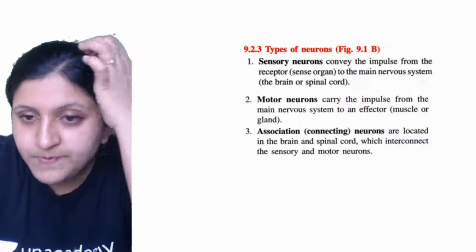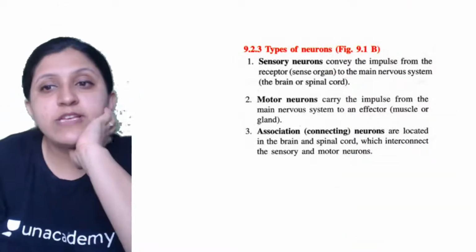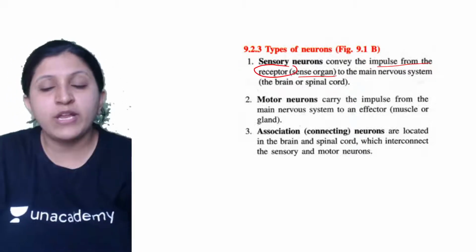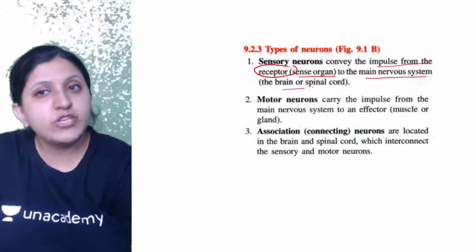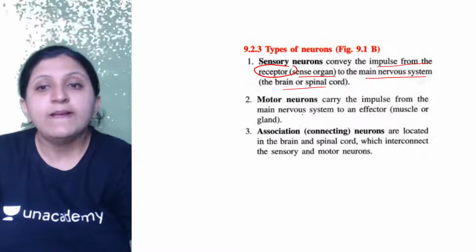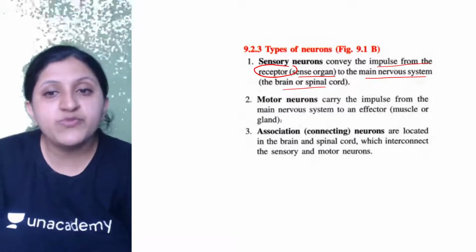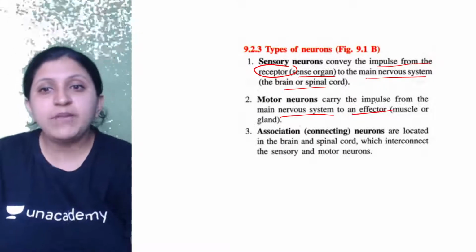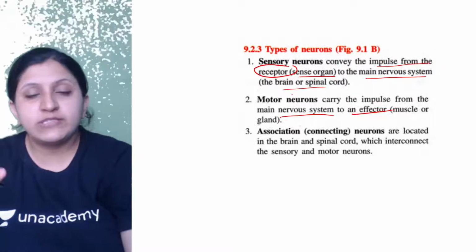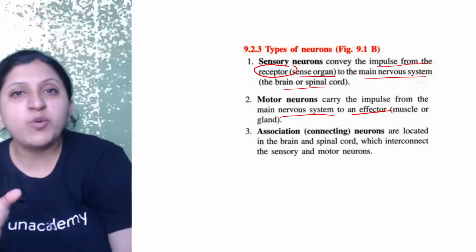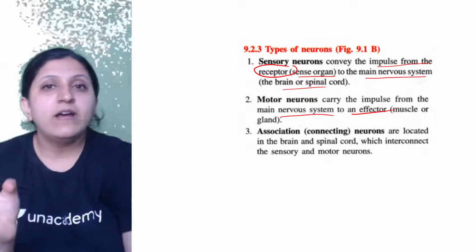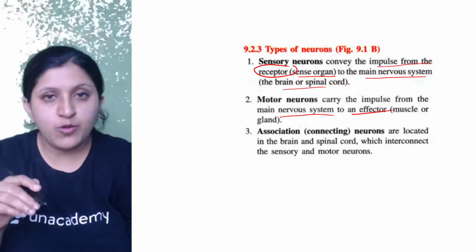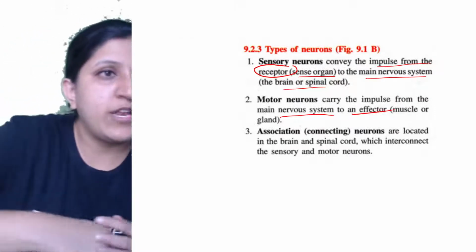Here, as you can see, sensory neurons convey the impulse from the receptor, that is the sense organ, to the main nervous system, which can be the brain or the spinal cord. Then motor neurons carry the impulse from the main nervous system to an effector. Sensory neuron and motor neuron are connected by the association neuron. So the information which was in the sensory neuron is transferred to the motor neuron.